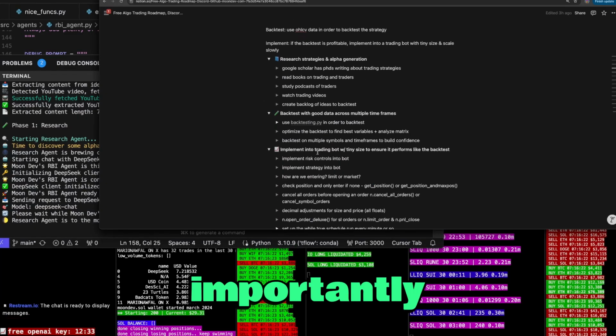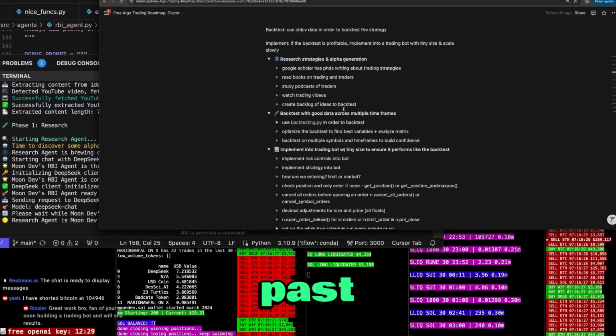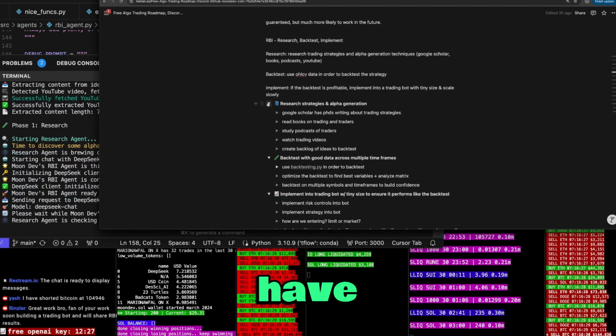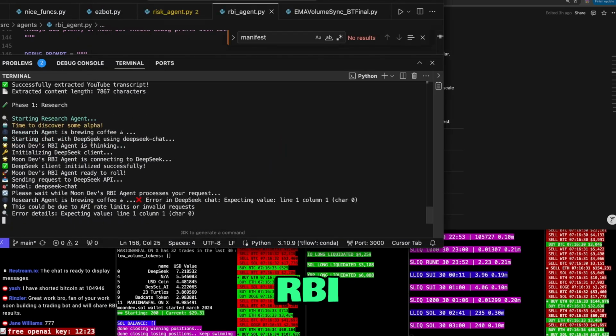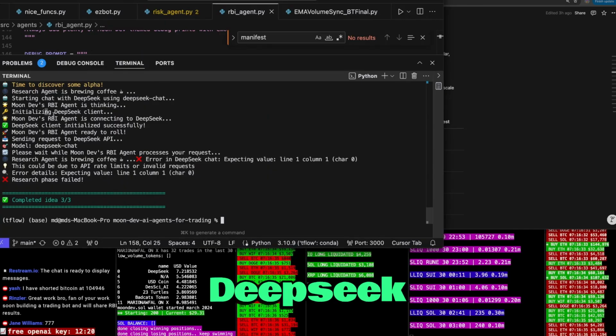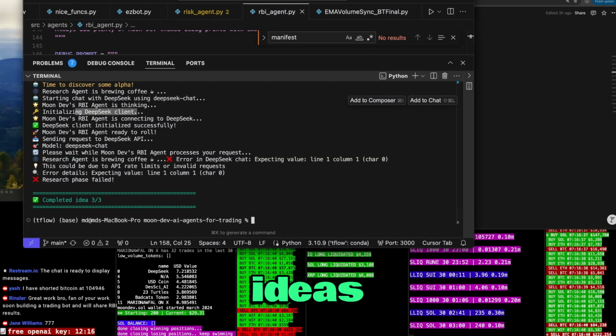But more importantly, it keeps you away from building bots until you know that they're at least profitable in the past. So now you have everything I have. You know everything I know. I'm going to go ahead and work on this RBI agent. You can see it's using DeepSeek here in order to do it. And it just completed 3 different ideas.